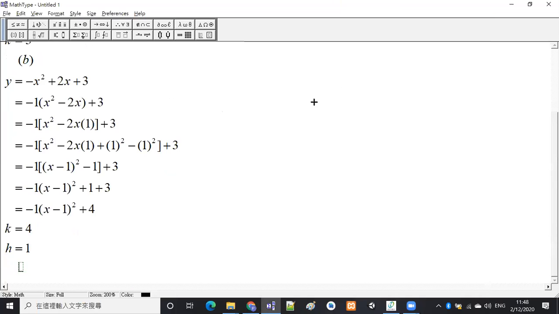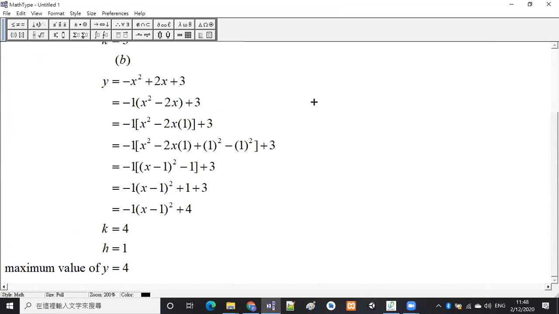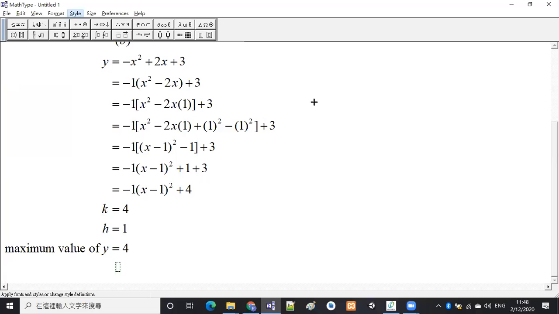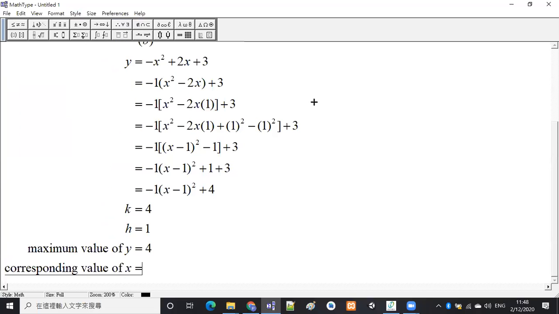Maximum value of y will be the k value. You just answer the question. Maximum value of y is equal to the k value, that is 4. And then the corresponding value of x will be the h value, 1.